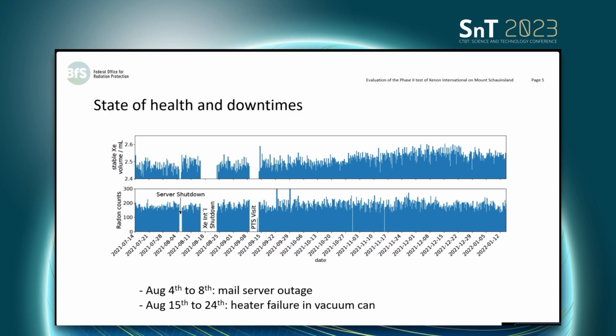You can see the stable xenon volume collected during that time in the upper plot, and we have about 2.5 milliliters per sample. On the lower plot, you can see the radon counts. We had one email server outage, which accounts for this smaller gap.